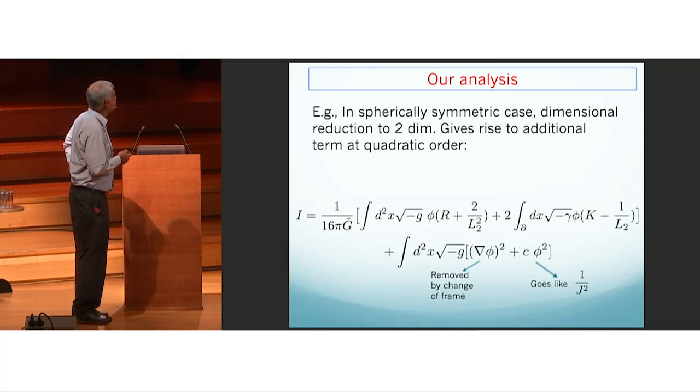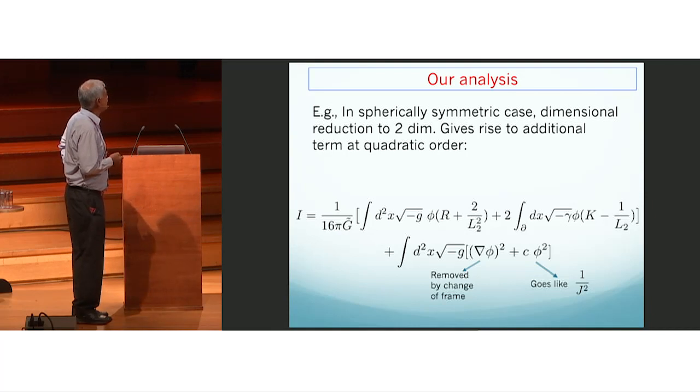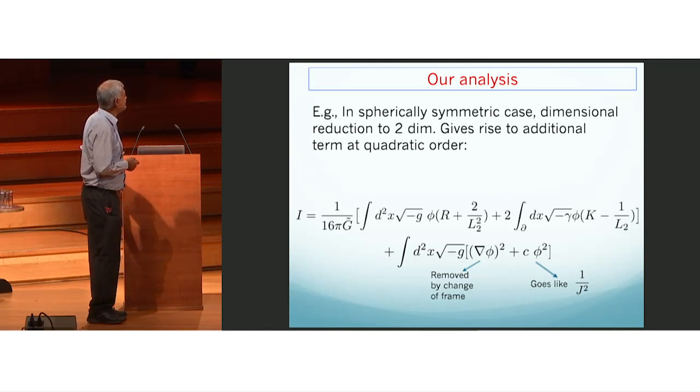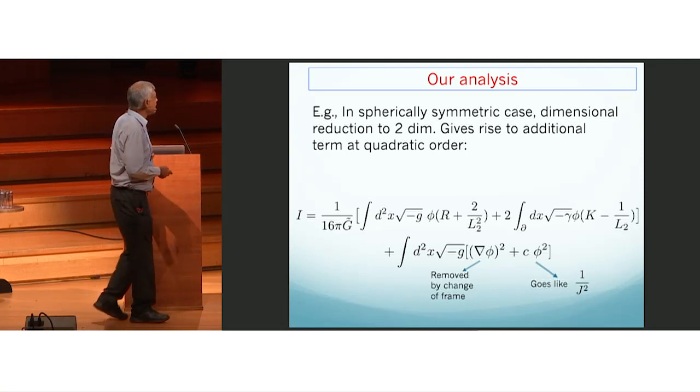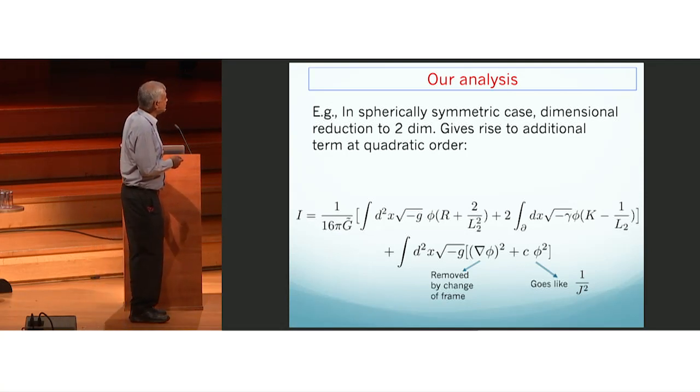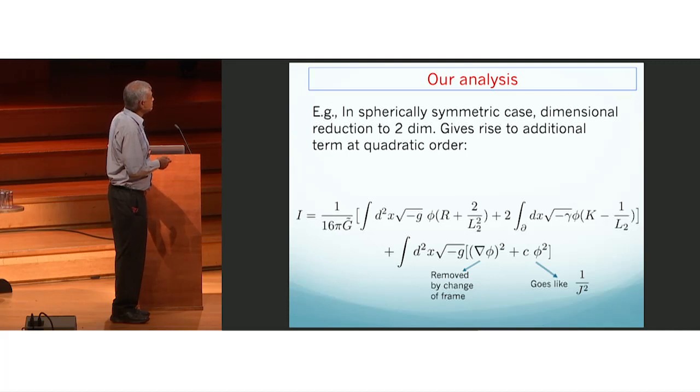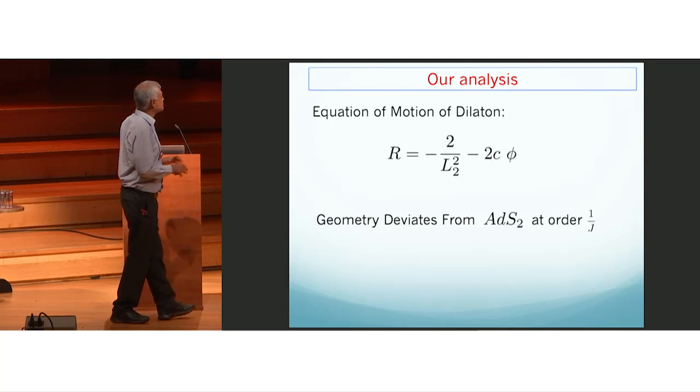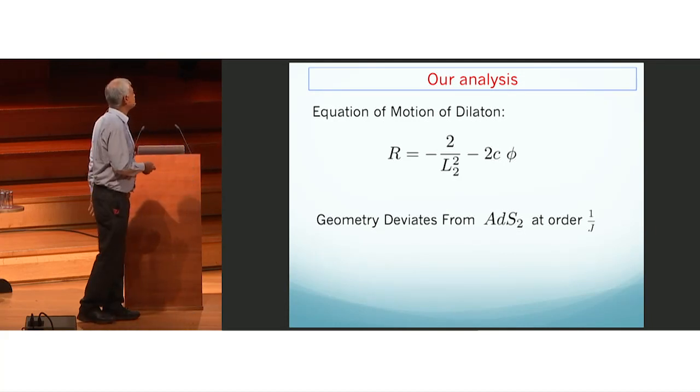For example, if you work in the spherically symmetric case, you can do a dimensional reduction to two dimensions. At the quadratic level then, what you get is the action of the JT model in the bulk shown here, but in addition you have a quadratic term in the dilaton, phi squared. And what that quadratic term does is, if you now look at the equation for phi, it doesn't just impose the condition that R equals minus 2 over L2 squared, as it would do in the JT model, but gives rise to a correction due to this term, which causes the curvature to depart from a constant value.